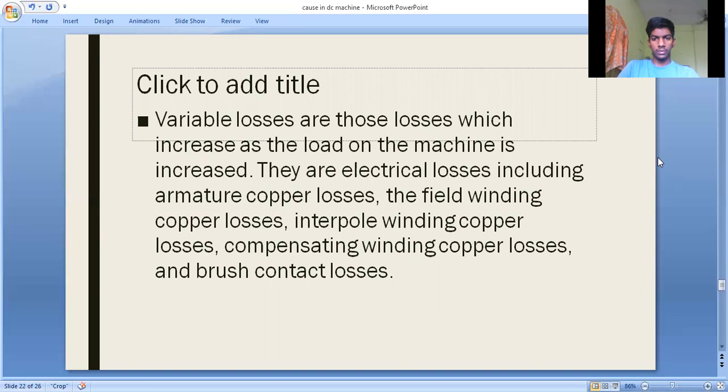Variable losses are those losses which increase as the load on the machine is increased. These are electrical losses including armature copper losses, field winding copper losses, interpole winding copper losses, compensating winding losses, and brush contact loss.